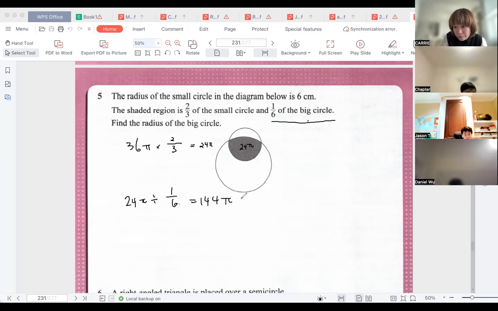Daniel, do you understand? Yes. Okay, chapter understood? Okay, so find the radius of the bigger circle. Is it simple? Too simple. Because radius squared times pi equals 144 pi, right? So pi and pi are gone, correct? And the radius equals what, chapter? 12. Very good. Get it?